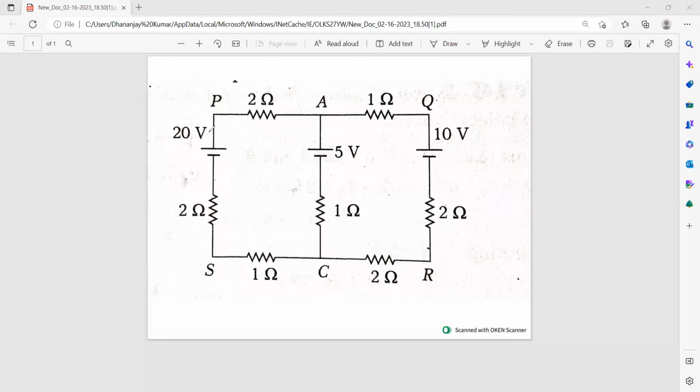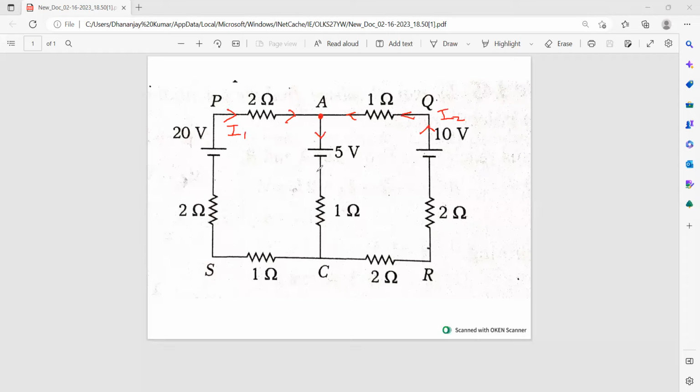So let us say that from the 20-volt battery, there is a current I1 coming out like this. Now from the 10-volt battery, suppose there is a current I2 coming out, going like this. Now from Kirchhoff's junction law, we know that if I1 and I2 currents are coming at the point A, I1 plus I2 would be going through the 5-volt battery.